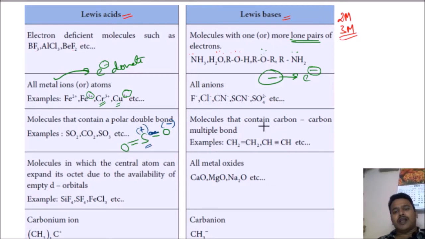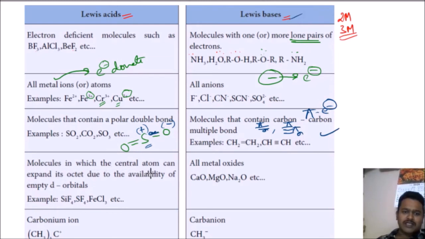Molecules that contain a carbon-carbon multiple bond. Multiple bond means double bond or triple bond. In a double bond, the first bond is a sigma bond, the second bond is a pi bond. Here the first bond is sigma, the second bond pi, the third bond also pi. Pi bond is nothing but pi electrons, electron pairs, so they can donate. It comes under Lewis bases.